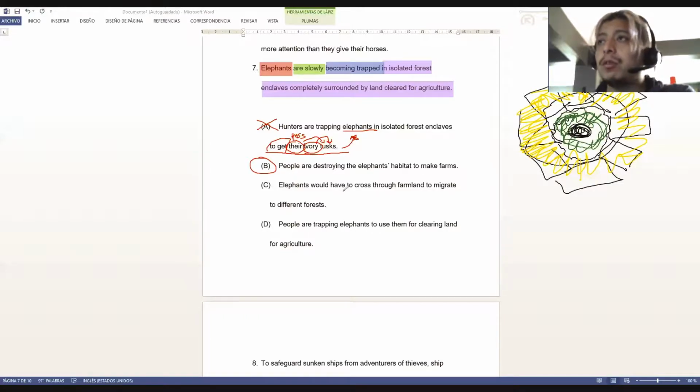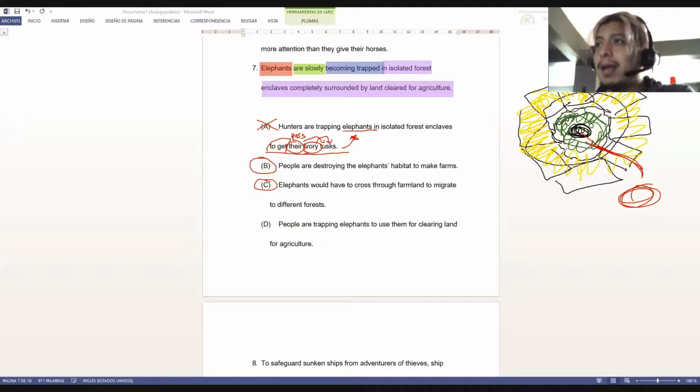Elephants will have to cross through farmland to migrate to different forests. If you have a different forest here, these elephants will have to go through the farmland. So yes, that's true. If they want to cross to a different forest, they have to cross through farmland.